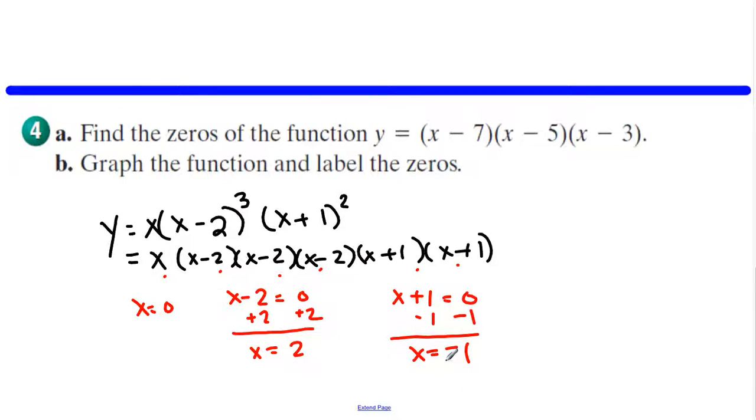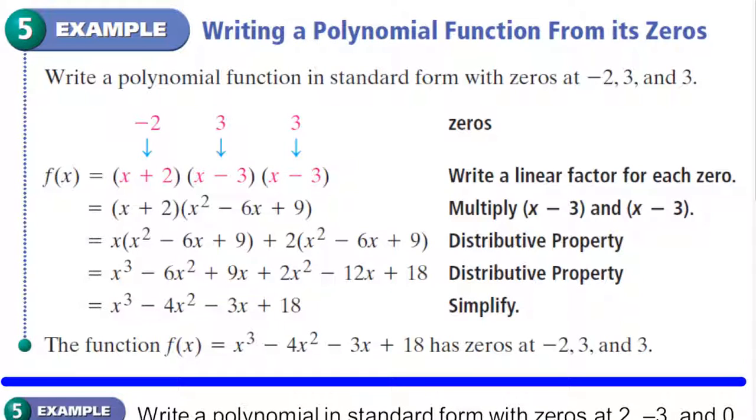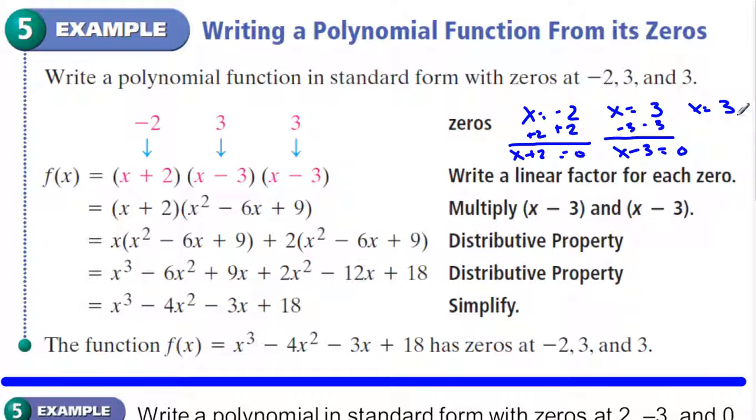Okay? All right, so now let's take a look at example 5, the second example for today. We have writing a polynomial function from its zeros. So we're given the zeros. What that means is that we have x is negative 2, x is 3, and x is 3. So you need to then add 2 to both sides, and you have x plus 2 equals 0. Subtract 3, and x minus 3 equals 0. Same thing.